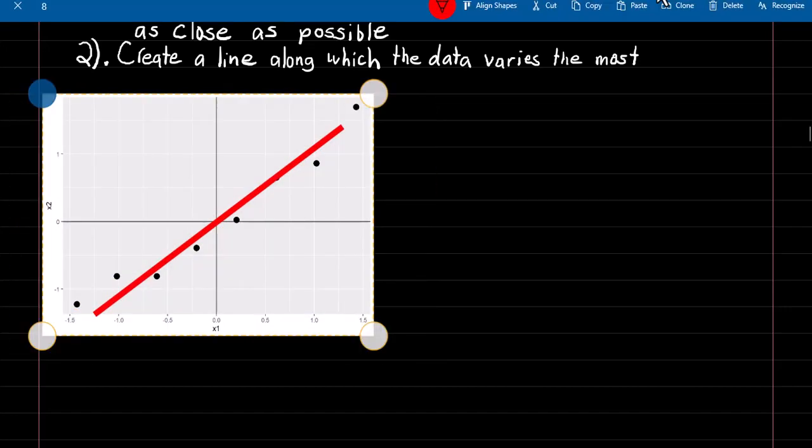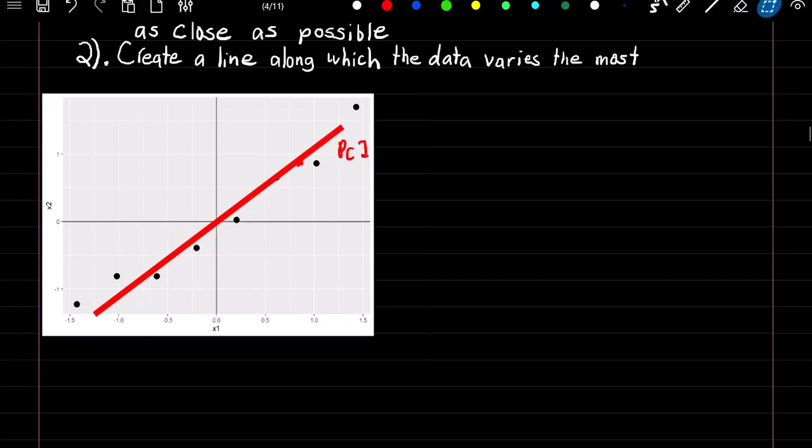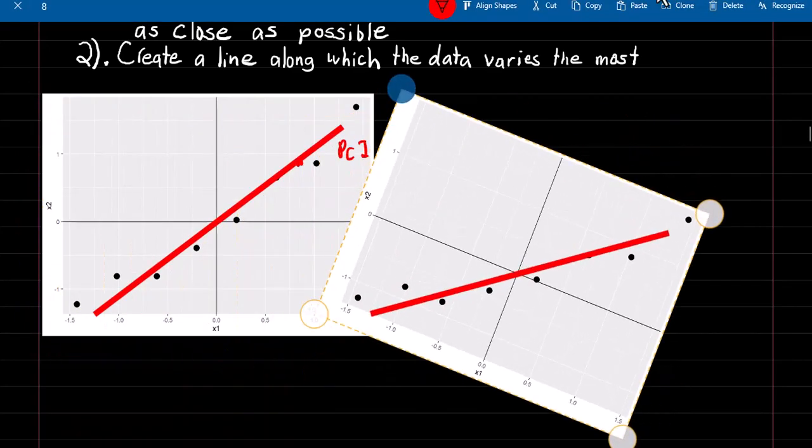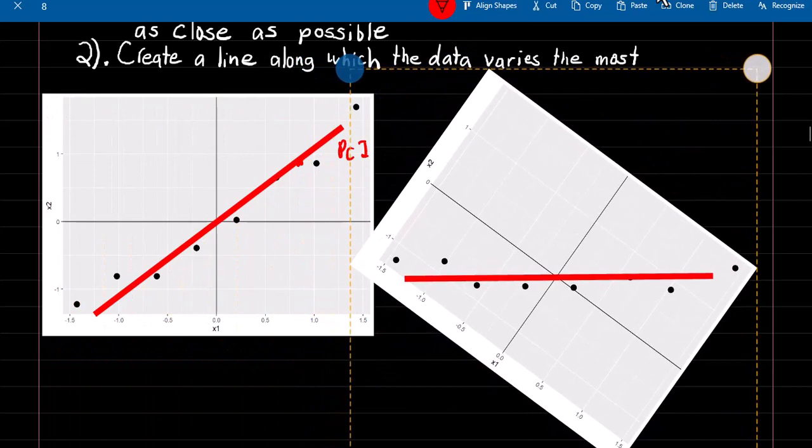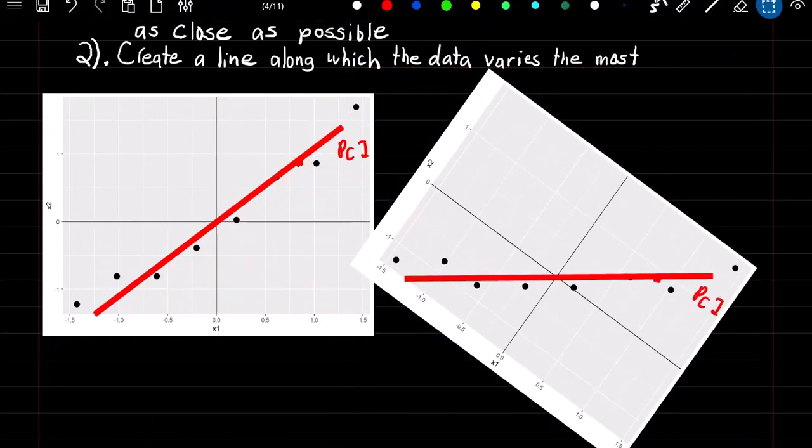So if we were to copy this, and then we rotate it so that our principal component 1 line is along the x-axis, and then we add our points to our line, then we can see that the line we created also caused our observations to be as far away from each other as possible than if we were to create any other line. So this is another way of saying that we create a line along which the data varies the most, or we created the highest variance we can among our observations by choosing this line.